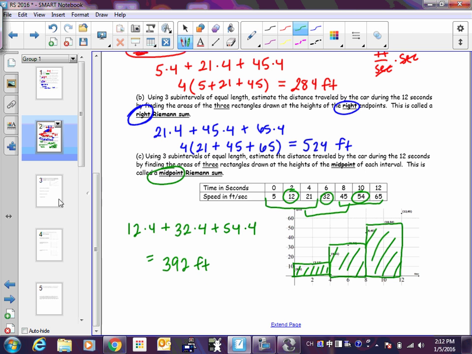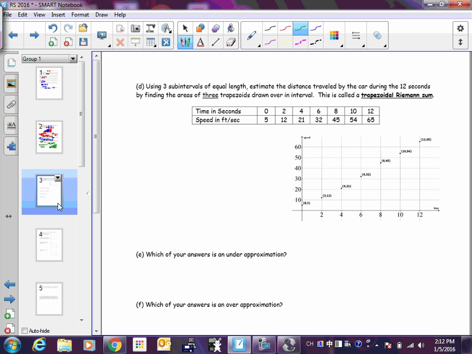Okay? All right, now let's go to the next page. You've got to flip all the way back to page 3 since it got out of order. So it's towards the beginning of your packet. All right, so here we have a fourth one called a trapezoidal sum. So we're not using rectangles anymore, we're using a trapezoid.